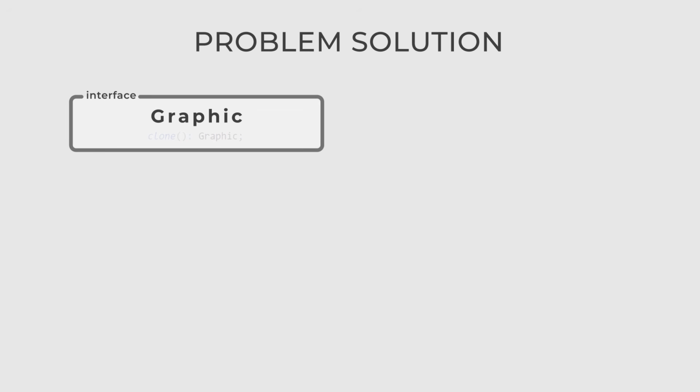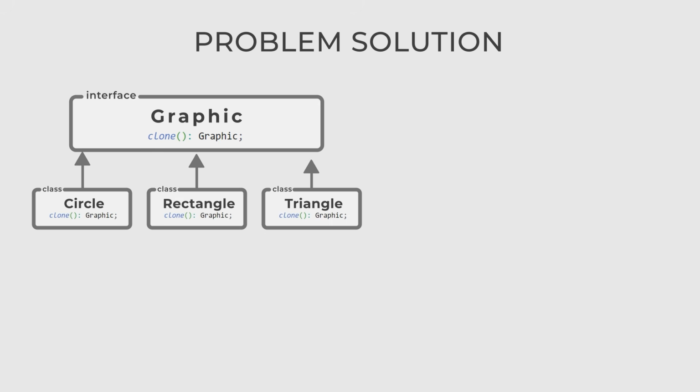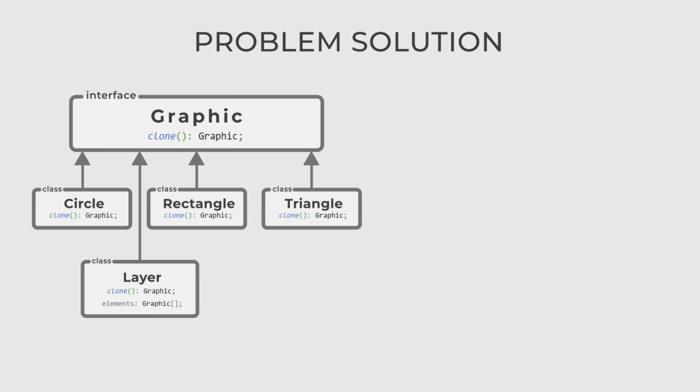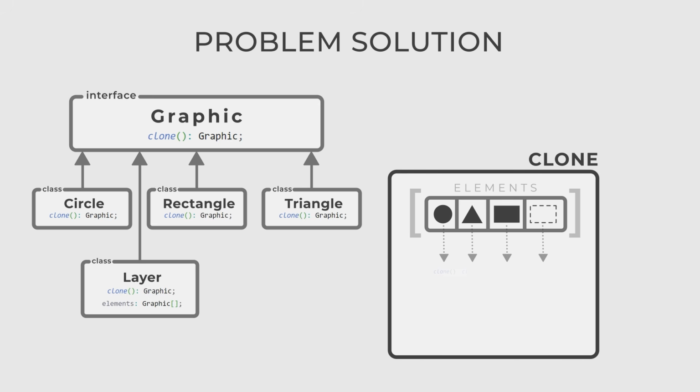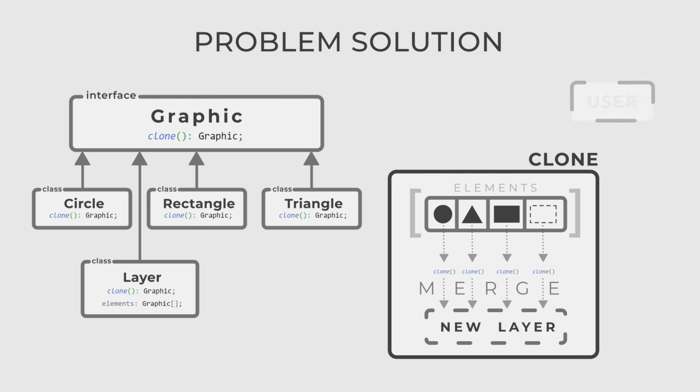So, let's start by creating a top-level graphic prototype interface with the clone method. Graphic elements such as circle, rectangle, and triangle are subclasses of graphic and implement the clone method to create copies of themselves. Additionally, layer is a subclass of graphic and is just an array of other layers or graphic elements described above. Its clone method calls the same method for each layer and graphic element it contains, combines it, and returns a new layer. When the user wants to duplicate a layer, the client code calls the clone method on the corresponding prototype.